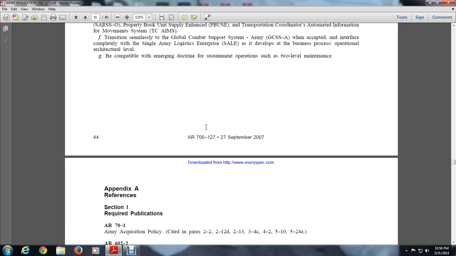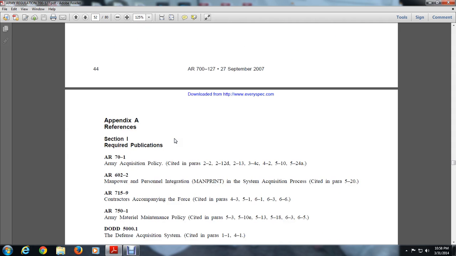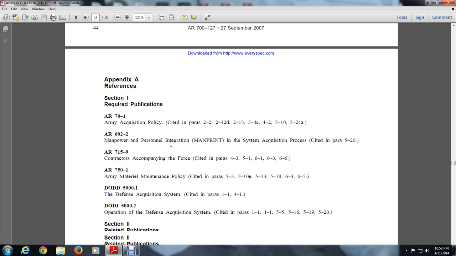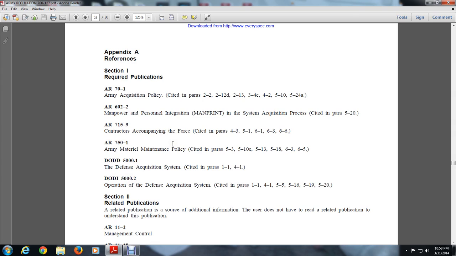And that is the book, my friends, of AR 700-127, 27th September 2007. Appendix A references are such as AR 70-1, Army Acquisition Policy; MANPRINT; contractors accompanying the forces; Army Materiel Maintenance Program, Maintenance Policy; DoD 5000.1, the Defense Acquisition System; and DoDI 5000.2.